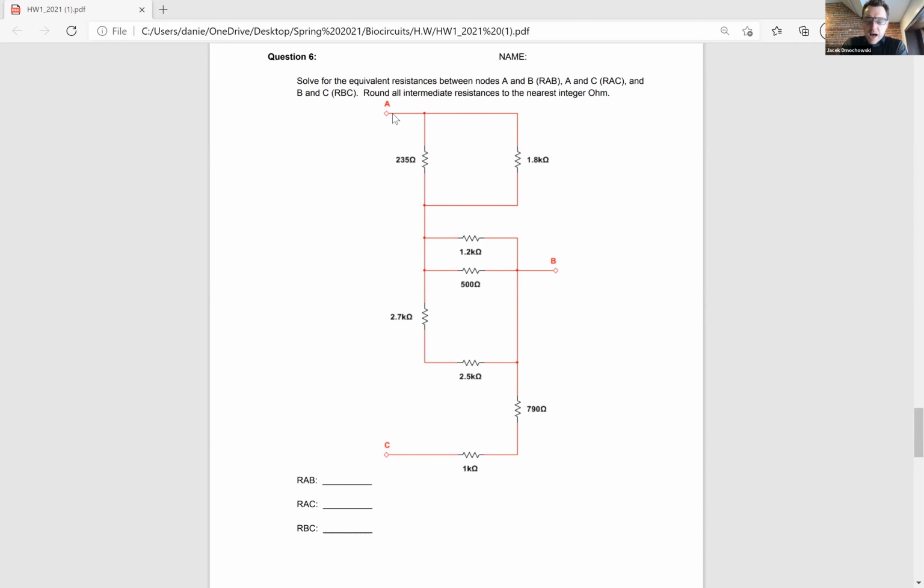You don't have to worry about anything current or voltage related here. The only thing you have to worry about is which resistors are in series and which resistors are in parallel from point A to point B. That's all you need to do. And then you have to apply the laws of resistor combination to figure out the equivalent resistance between A and B.